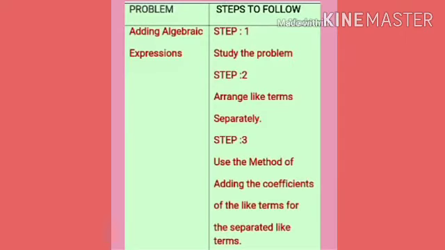Adding algebraic expressions. Step 1. Study the problem. Step 2. Arrange like terms separately. Step 3. Use the method of adding the coefficients of the like terms for the separated like terms.